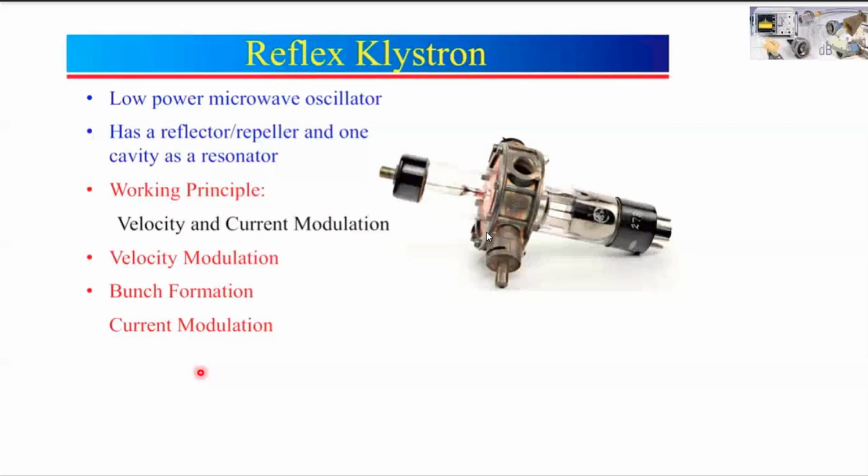Again, its working principle is the same as the two cavity klystron. For the klystron, the working principle is the same, that is velocity and current modulation. So we'll see here. Basically the reflex klystron is a low power microwave oscillator, and to design an oscillator, as I told you, the first thing is that we need to know how oscillations are generated. So how are oscillations generated? Can anybody tell how to satisfy the Barkhausen criteria?